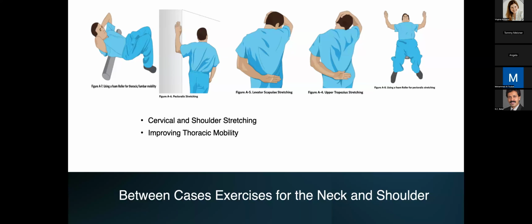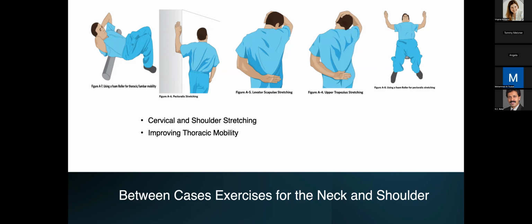This levator scapula stretching, you gently look at your armpit while placing your hand on your head for a slight overpressure, and then you place your opposite hand behind your back, holding this position for about 30 seconds, and again, repeat 2 times on each side.